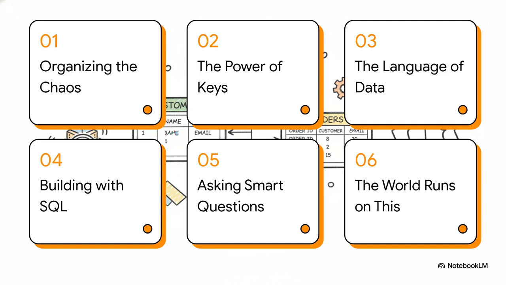So here's how we're going to break it all down. First, we'll look at how we organize the chaos. Then we'll get into the power of keys. After that, we'll talk about the language of data, then see how we actually build with SQL, and then how to ask smart questions with it. And finally, we'll wrap up by seeing why, well, our entire world pretty much runs on this.